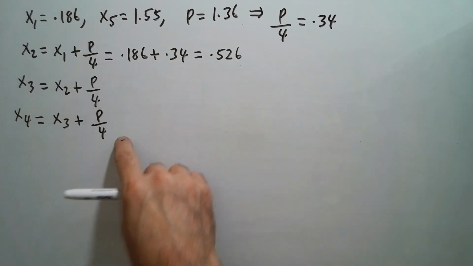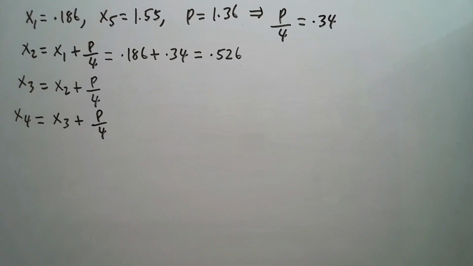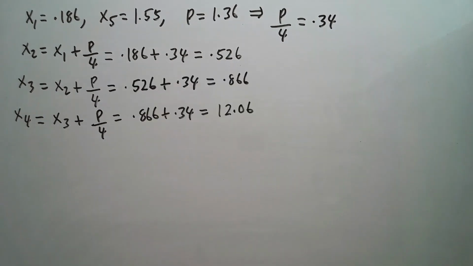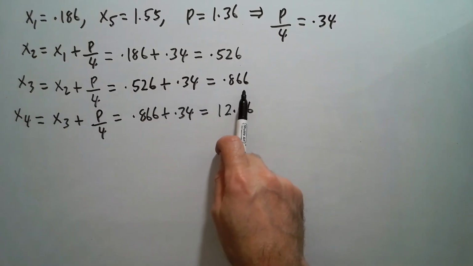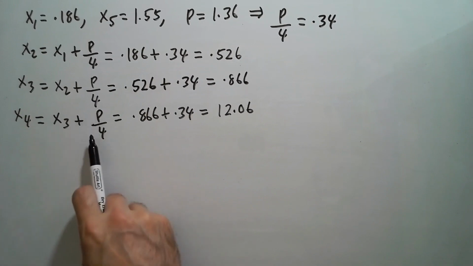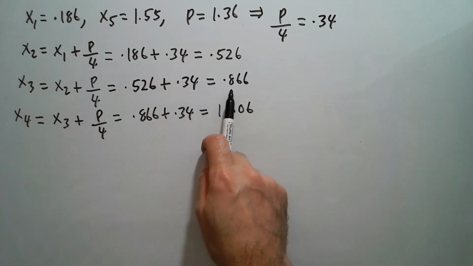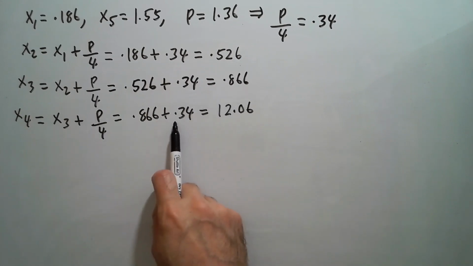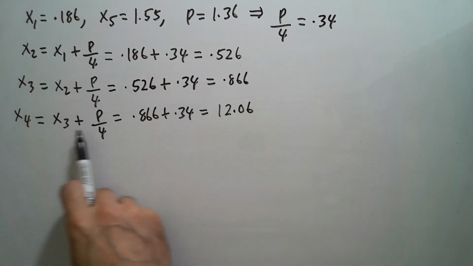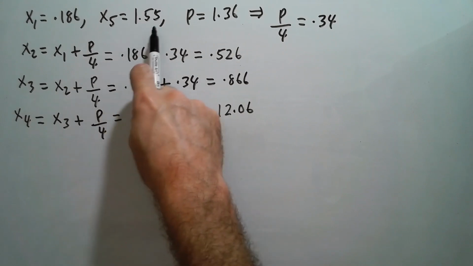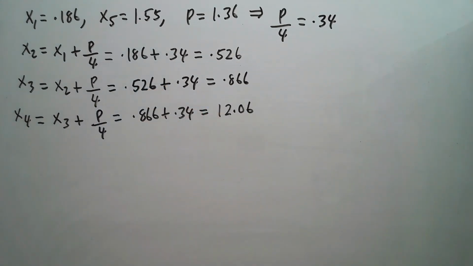So let's compute these ones. Doing that, we get x3 as 0.526 plus 0.34, which is 0.866, and then x4 would be x3 plus period over 4. x3 is 0.866 plus 0.34, so this. And if I found x5 by adding period over 4, it should end up being this one up here. Okay, so now let's use this information to graph.